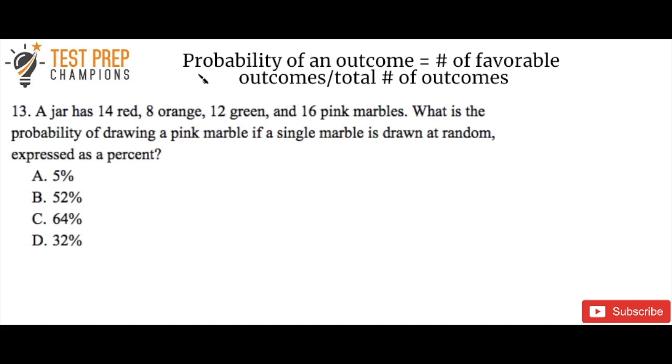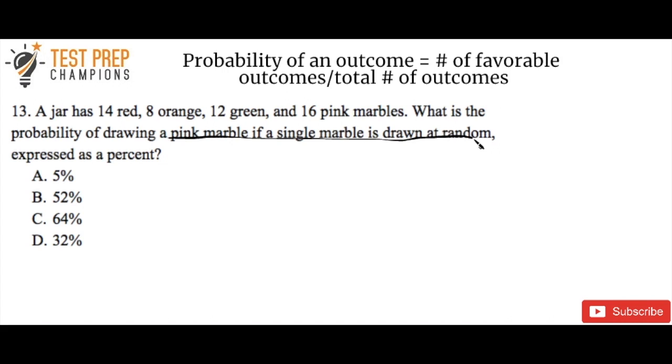All right, let's try to go over this. So a jar has 14 red, 8 orange, 12 green, and 16 pink marbles. What is the probability of drawing a pink marble if a single marble is drawn at random, expressed as a percent? So let me make sure that we're clear on what we're trying to do here. We want to find the probability of drawing a pink marble if a single marble is drawn at random. And we're going to express it as a percent.